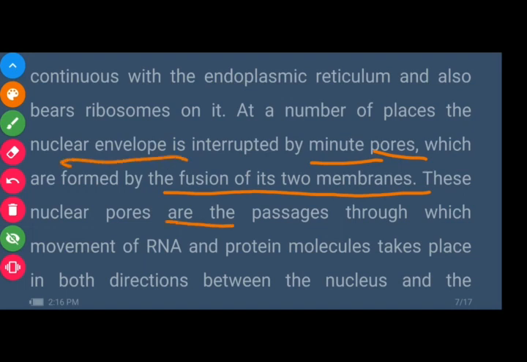These nuclear pores are passages through which movement of RNA and protein molecules takes place in both directions between the nucleus and the cytoplasm. The pore acts as a passage through which RNA and protein move in both directions, from inside the nucleus to the cytoplasm outside, and from the cytoplasm into the nucleus. In both directions the RNA and protein move easily.